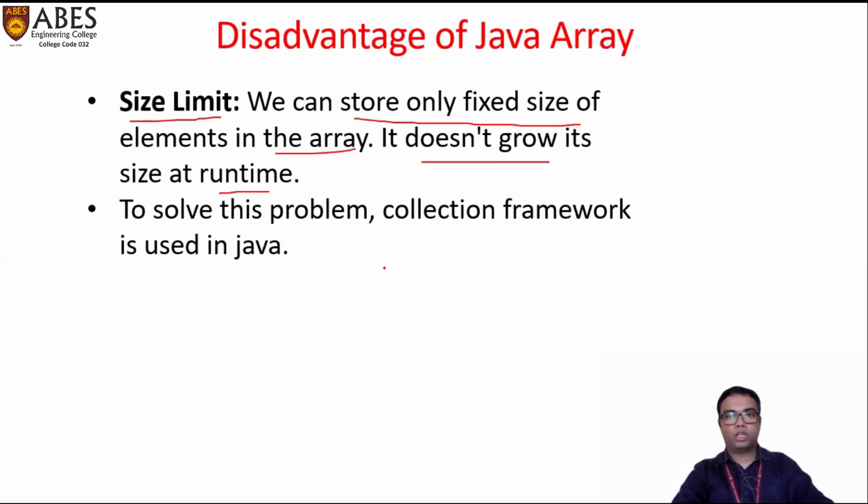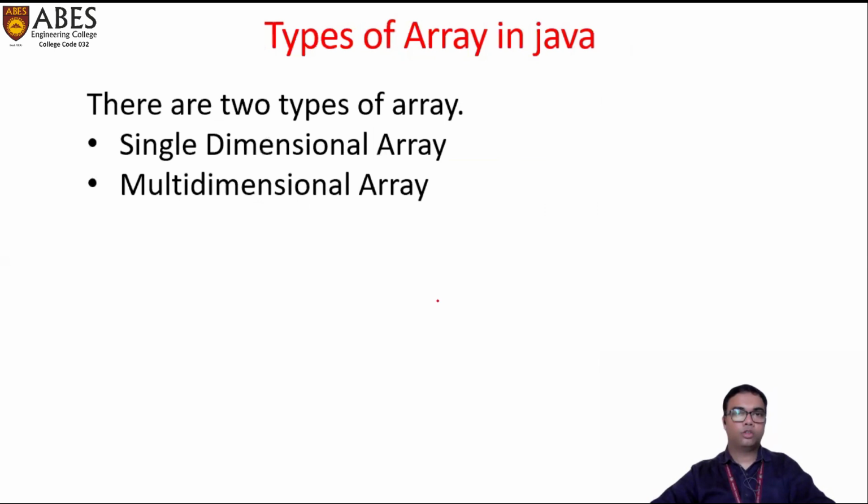Now let's go for the implementation part. So basically we have two types of array. The first one is single dimension and the second one is multi-dimension. So we'll see how we can implement a Java array, single dimension as well as multi-dimension.